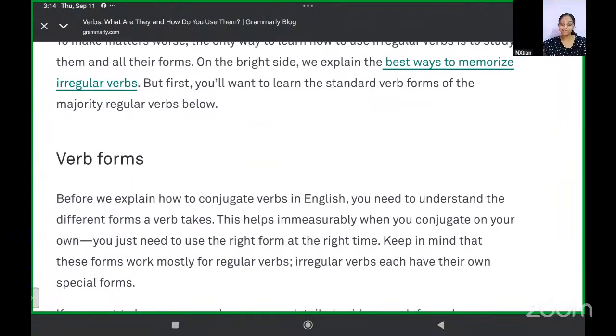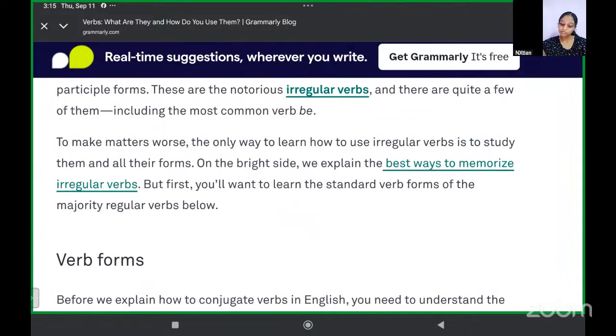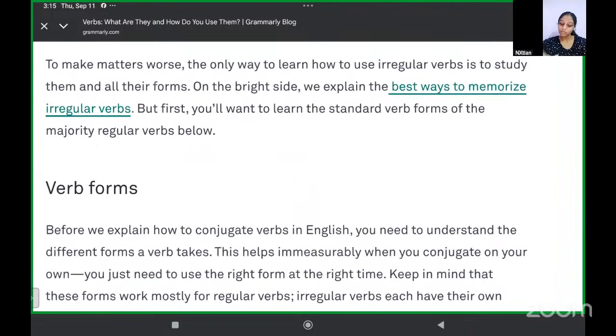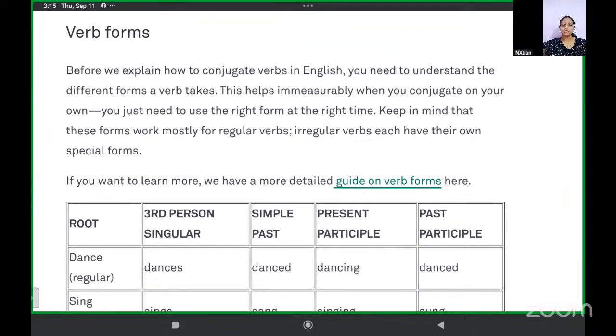Okay, now, verb forms. Before we explain how to conjugate verbs in English, we need to understand the different forms a verb takes. We are going to take a look at verb forms. This helps immeasurably when you conjugate on your own. You just need to use the right form at the right time.